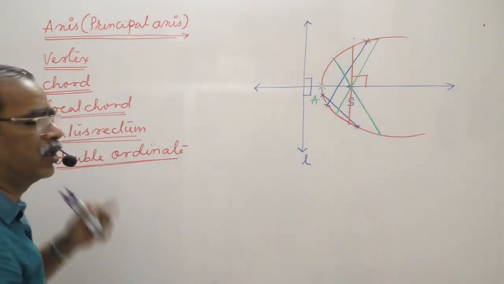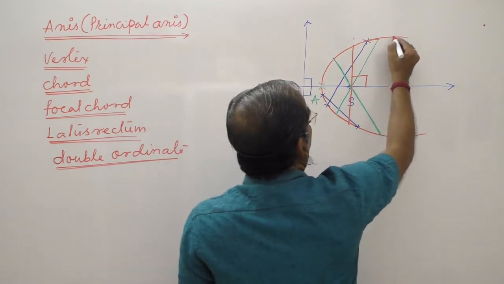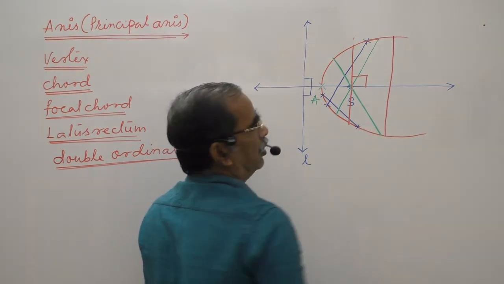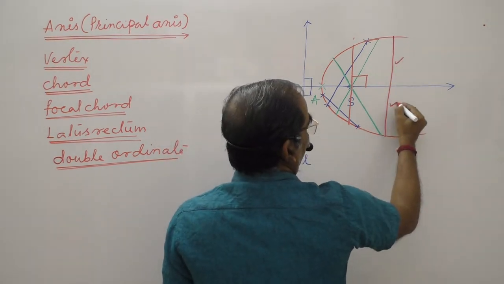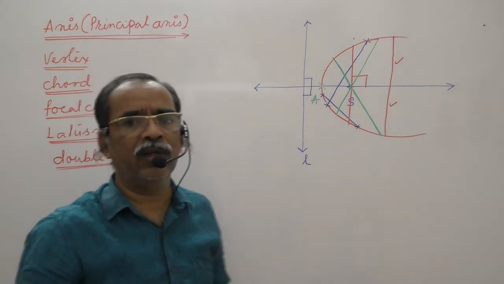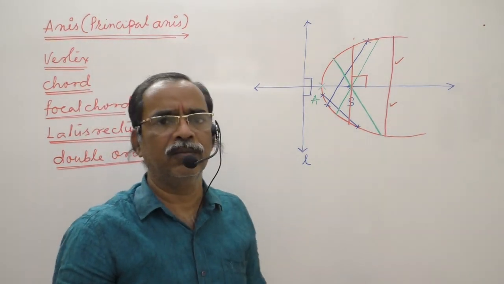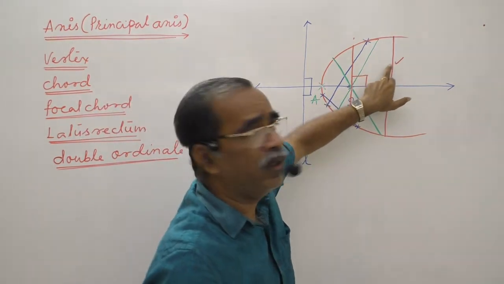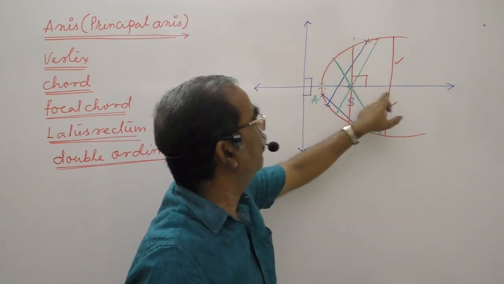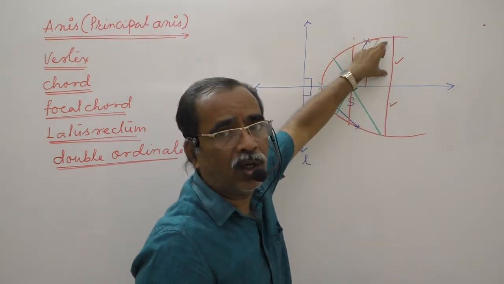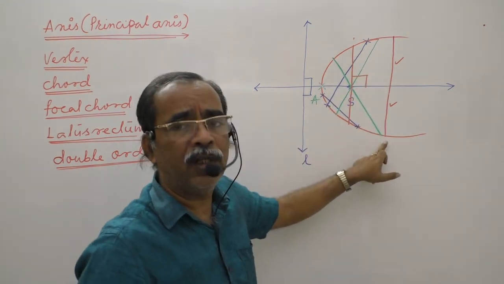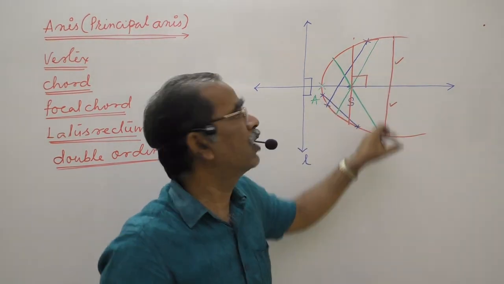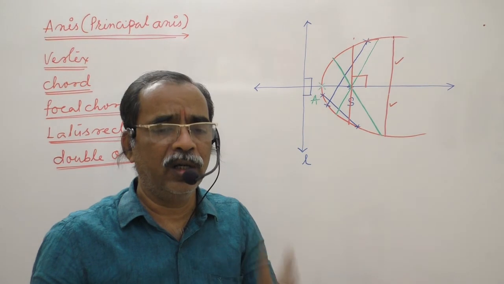Now the word is double ordinate. What is a double ordinate? For example, if you take a chord perpendicular to the axis, then this distance and this will be equal because of the symmetric property of the conic. So this and this are equal. For this point, what will this be? This will be the y coordinate. This will be x, no? This will be the y coordinate of this point. So for this and this, the y coordinates are the same. Therefore, it is called a double ordinate.